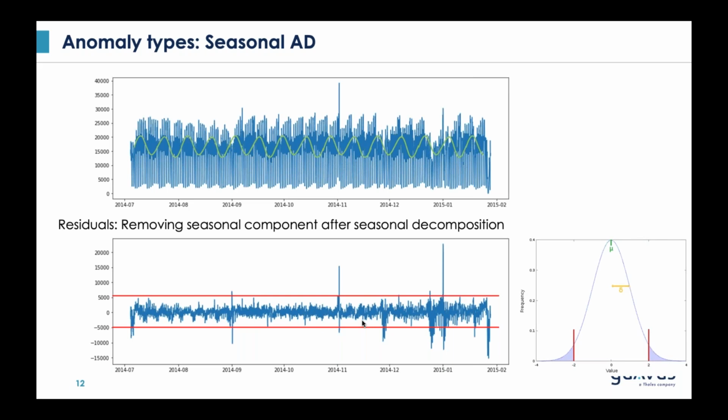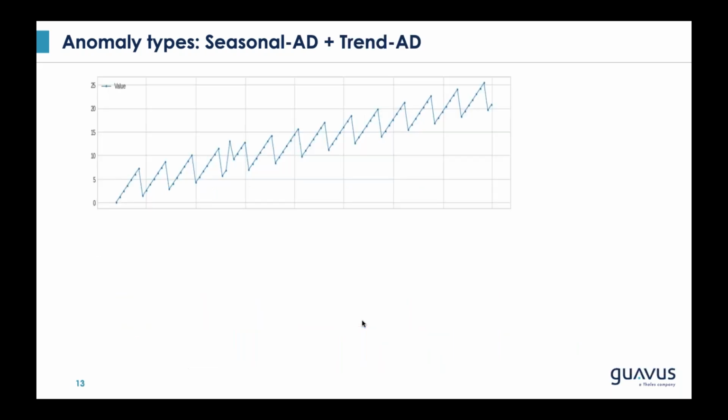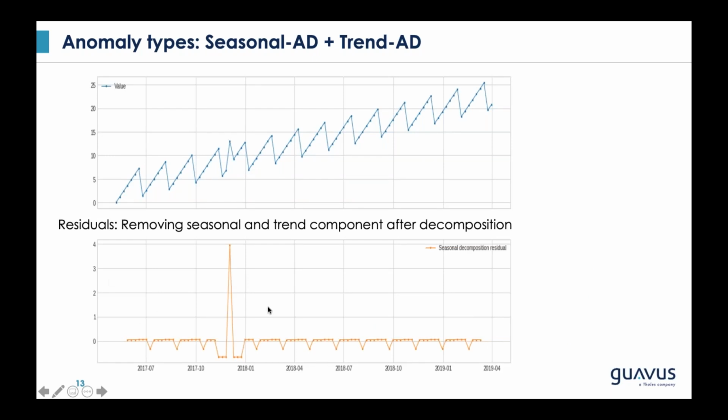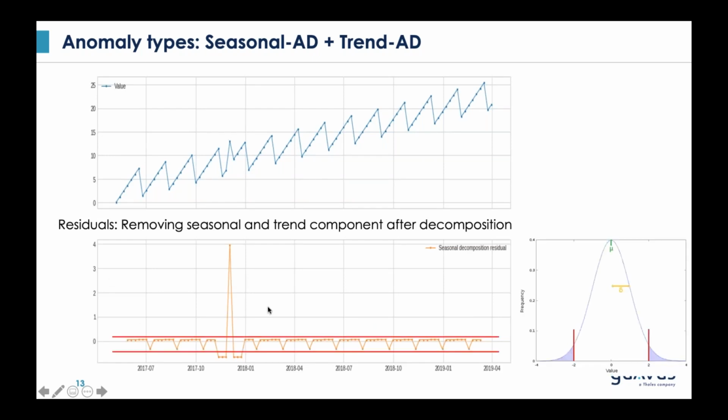So now we can even combine these two. If we have, let's say, data with both of these trends, a linear trend and a seasonal one, we can first detrend it and then take out the seasonality, again get the residual, and apply the Z-score threshold.